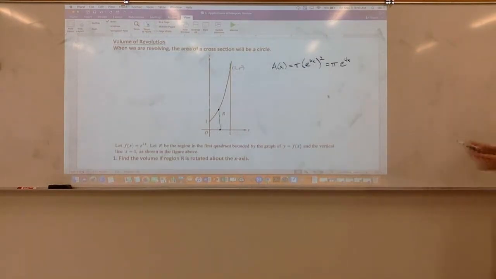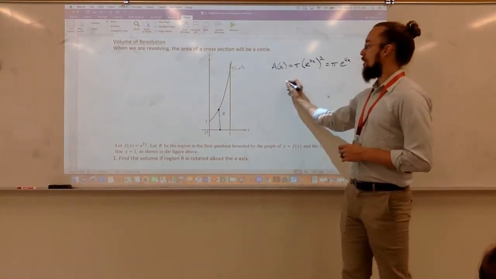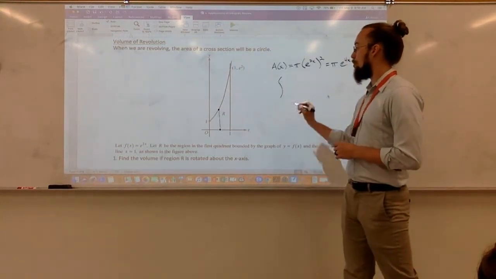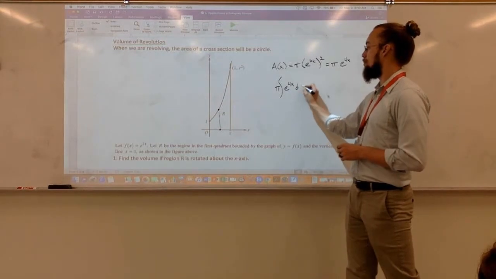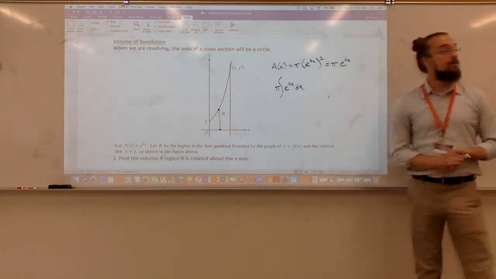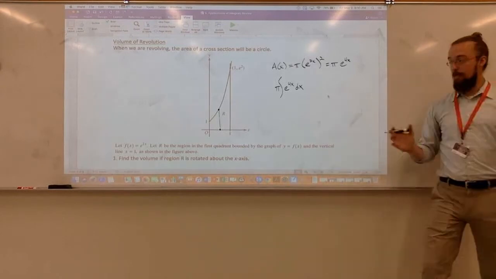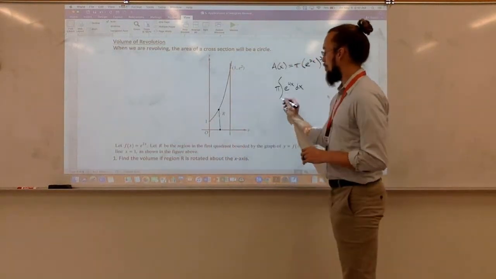To find the volume, I integrate my area function. So the volume will be, I can pull my pi out front, the integral of e to the 4x dx. What's that? And my bounds would be 0 and 1.